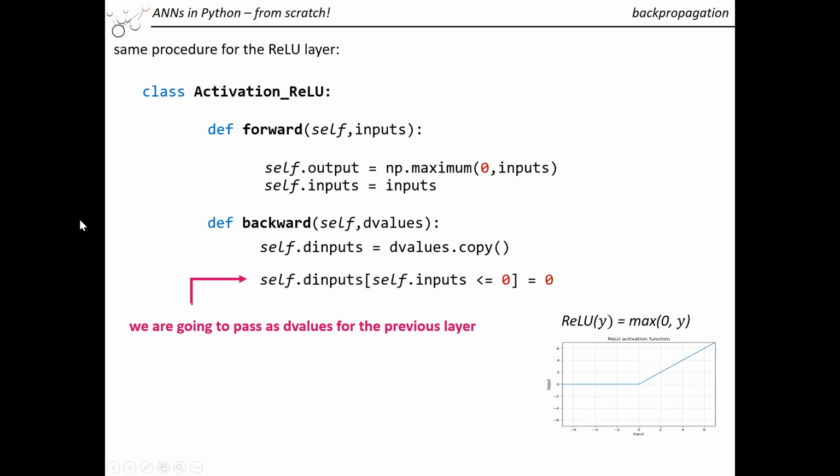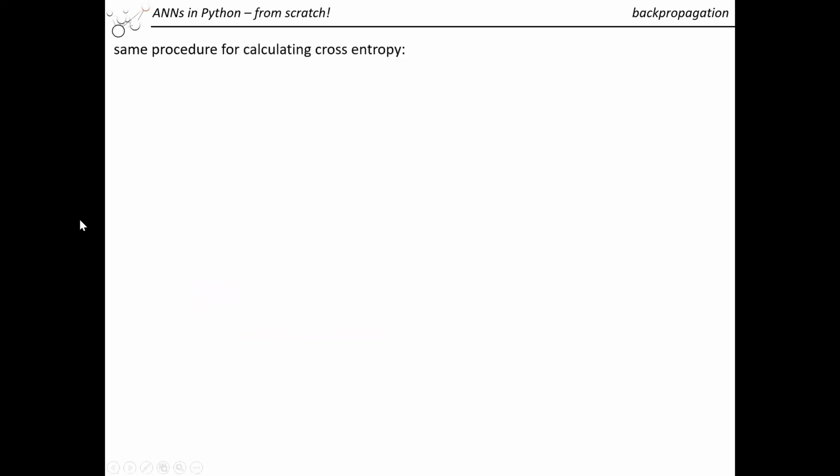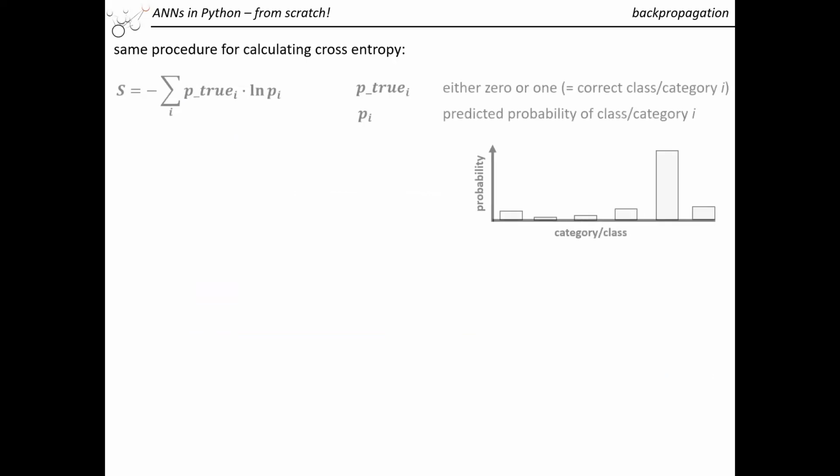All right, so the next step will be a bit more complicated, and we have to take a closer look. We have to do the same thing now for the entropy part, where we calculate the cross entropy, and also for the softmax layer. Let's start with the entropy.